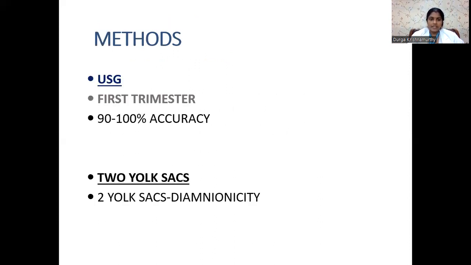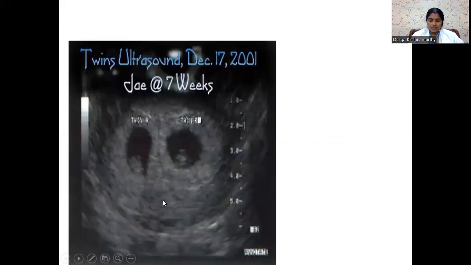Now, how can we diagnose multiple pregnancy? Which is the most accurate method? Of course, it is the ultrasound, which picks up about 90 to 100% of multiple gestations in the first trimester. If you see in an ultrasound two yolk sacs, it means two amnions, that is diamnionicity.